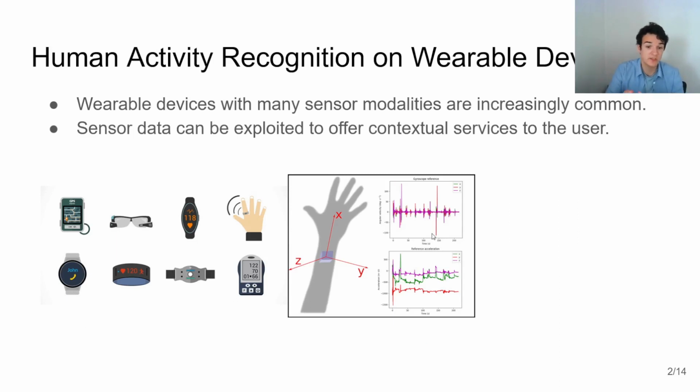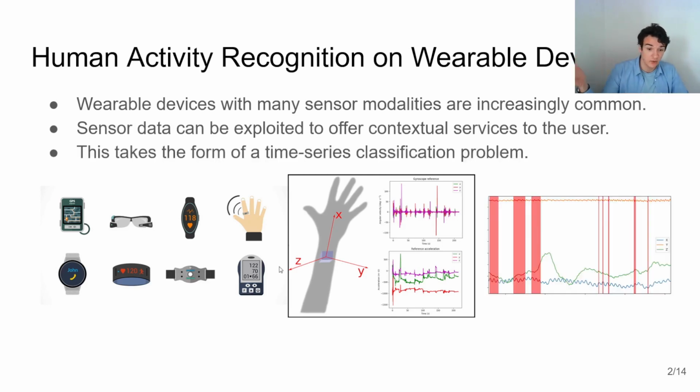As we know, wearable devices with lots of sensors are becoming increasingly widespread, from smartphones to smartwatches, fitness trackers and earphones. These devices give us a wealth of sensor data which can be exploited to offer context-specific services to the user for many applications, from smart health to security. And in many cases this kind of behaviour takes the form of a time series classification problem, where we want to recognise certain events from signatures in streaming sensor data.